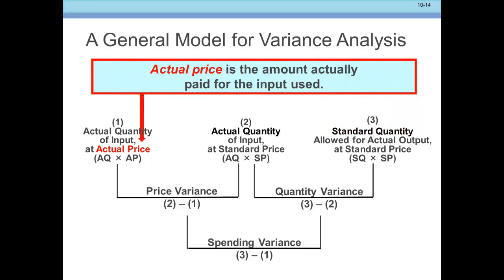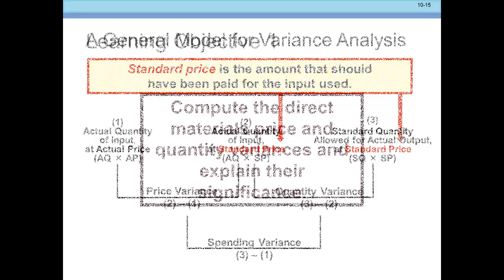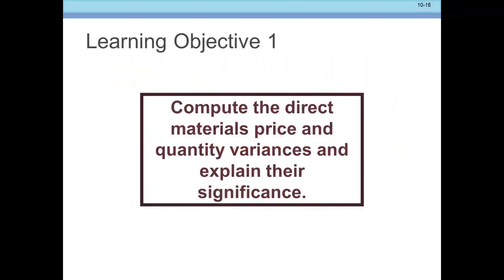The actual price represents the actual amount paid for the input used. The standard price represents the amount that should have been paid for the input used. Again, straight from the bill of materials. Let's talk about how to compute the direct materials price and quantity variances and explain their significance.